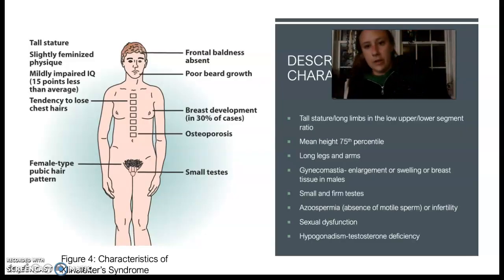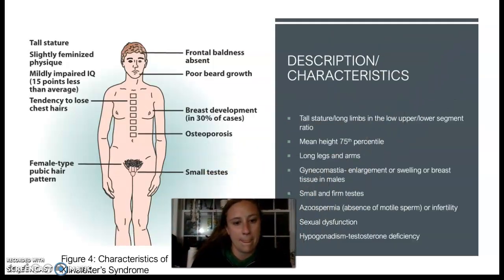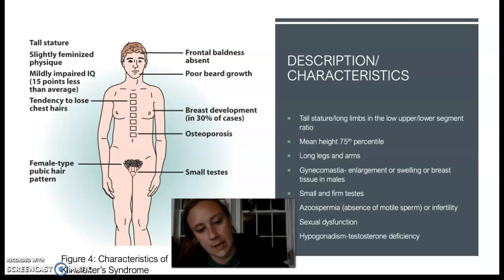Okay, so description and characteristics. Got a little character dude over here so you can kind of see the symptoms. A lot of the time they're tall, with long legs and long arms, and you can see over here the mean height is at the 75th percentile.